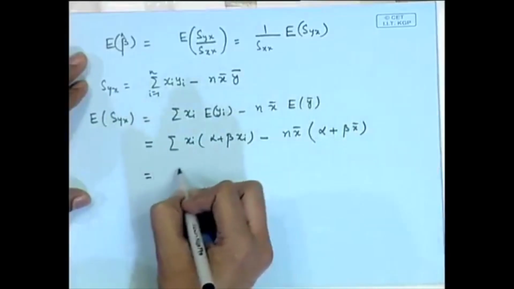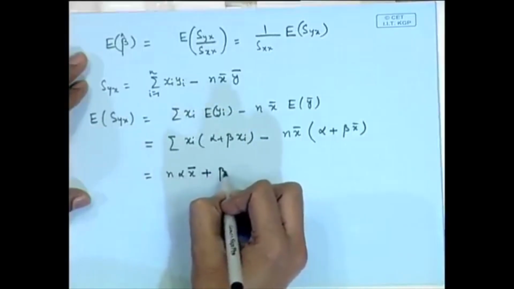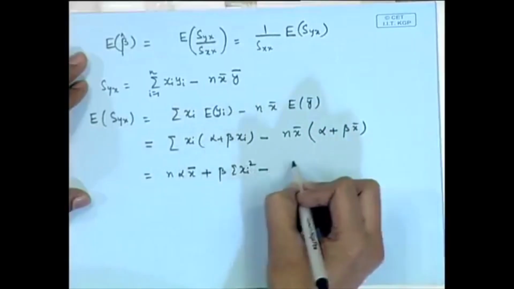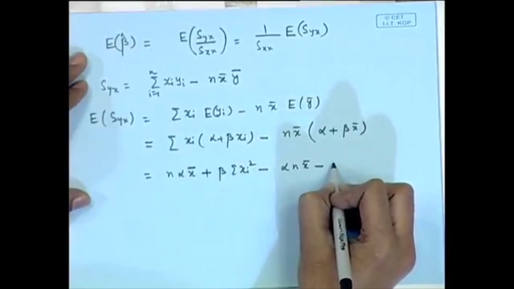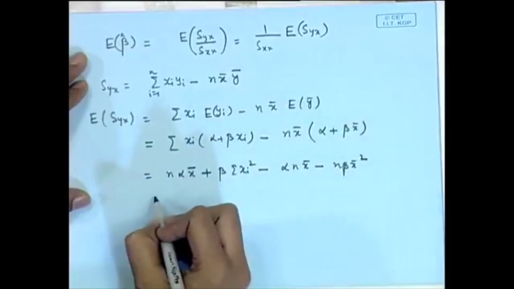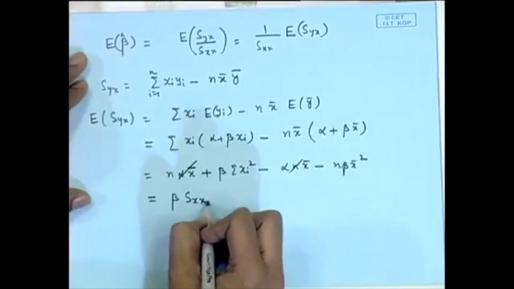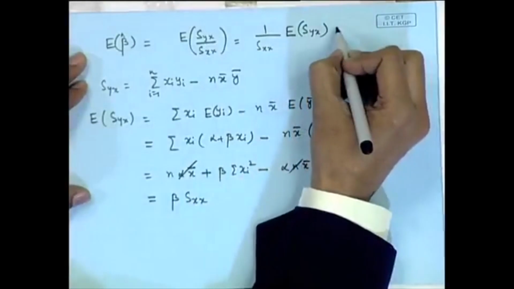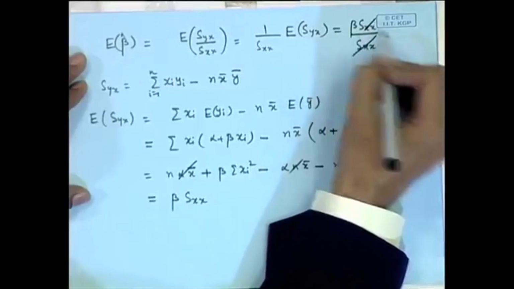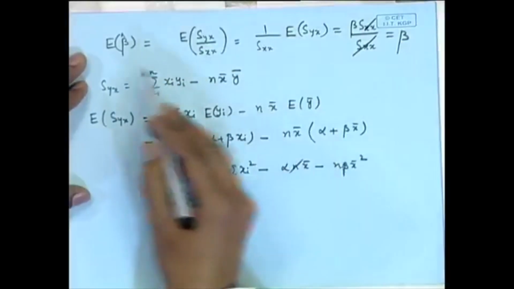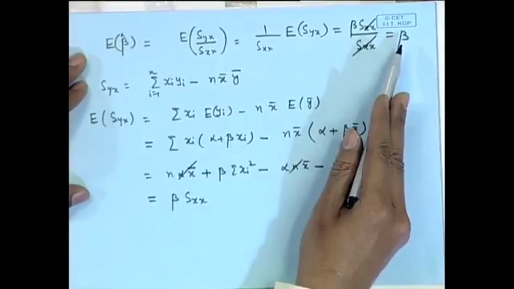So, this term after simplification becomes n alpha x bar plus beta sigma x_i square minus alpha n x bar minus n beta x bar square. So, this is becoming beta S_xx. If we substitute this value here, I will get beta S_xx by S_xx, which cancels out, that is equal to beta. So, this beta hat, the least squares estimate of beta, is an unbiased estimate for beta.